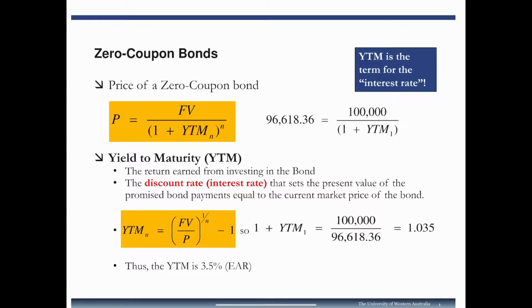which is EAR, right? Because it's per year. There's only one. And so this 3.5%, let me just stress that again. This 3.5% is an interest rate that gives the equality for the price to be the same as the face value divided by 1 plus the interest, right?